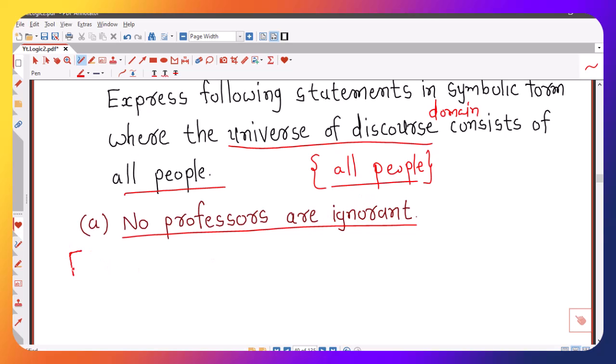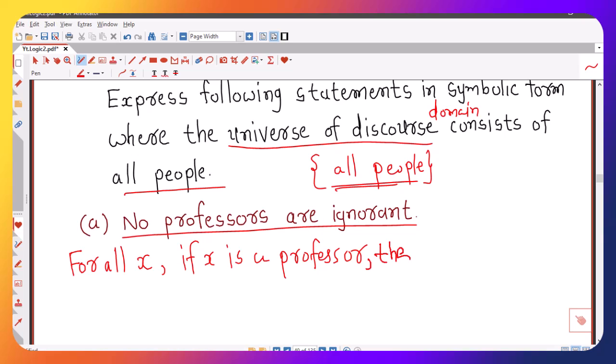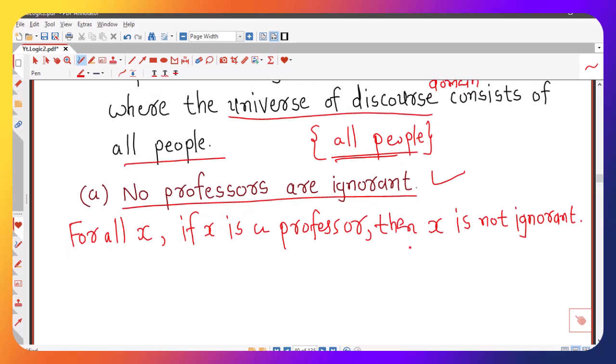So in other words, we can rewrite this statement in this way. For all x in the given domain, we can say that if x is a professor, then x is not ignorant. This is a similar statement to the given statement. No professors are ignorant. That means whenever x is a professor, then x is not ignorant, and that is true for all x.